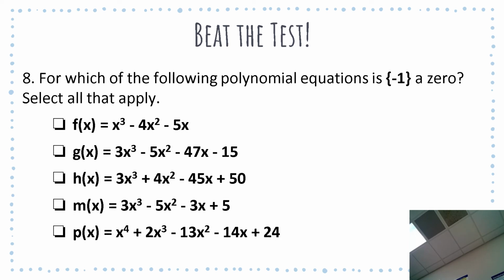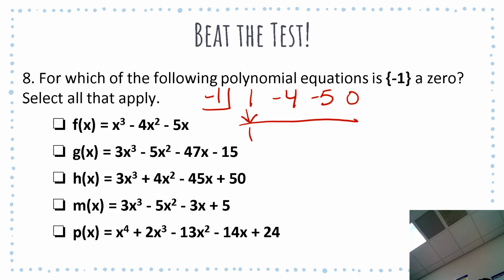All right, so we want to select all that apply. I'll go through the first one with you, and then I want you to do the rest. We want to see which ones have -1 as a 0. So we're going to do synthetic division for each one. And if it is a 0, what am I looking for? No remainder. So for the first one, I'm doing -1 on my ledge. And then we want our coefficients. So we got 1, -4, -5, and we need a 0 on the end because we're missing our constant term in that first polynomial. So don't forget your 0.